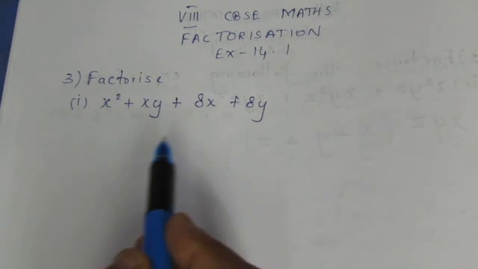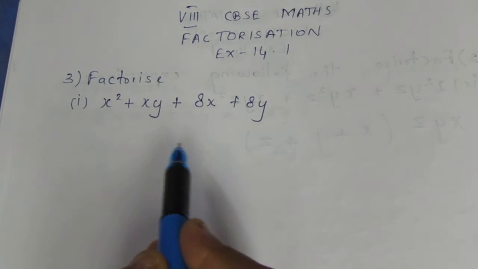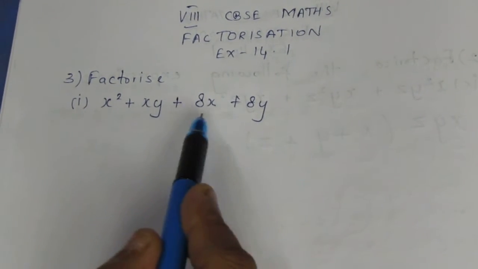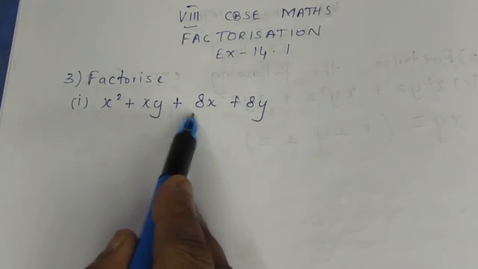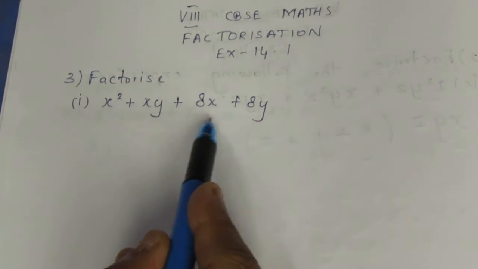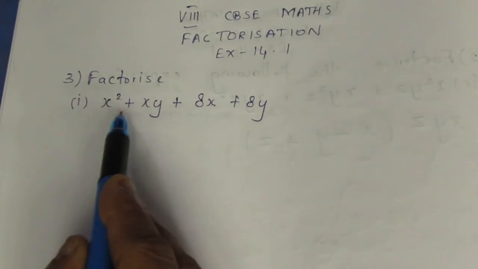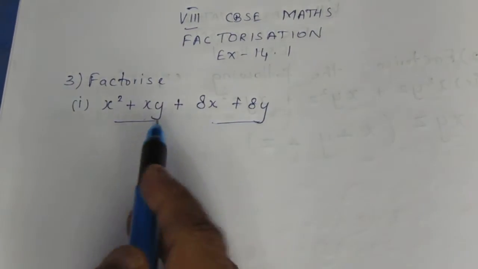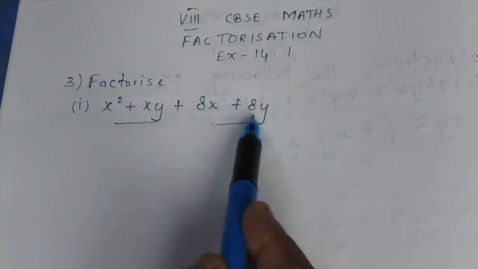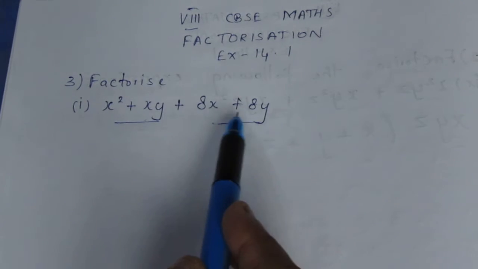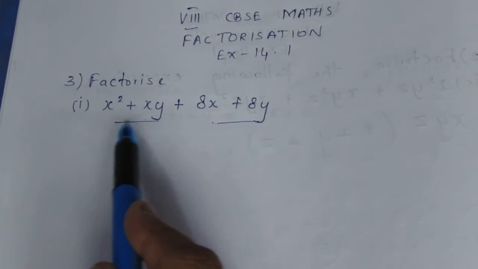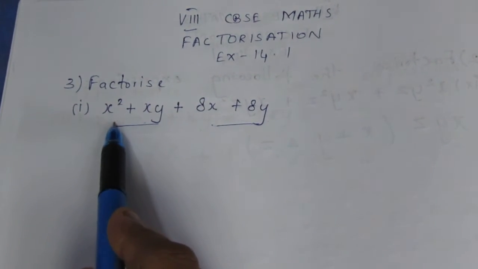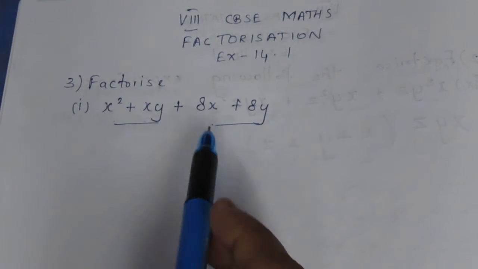Actually, factorization means we need to write it as a multiplication. We need to take the common elements outside. There is no common element there. Take any two terms. Here, if I take the first two and the next two, I have common elements. In the first two I have x, and in the second two I have 8 as a common element. So if there are 4 terms, take common elements from two terms.